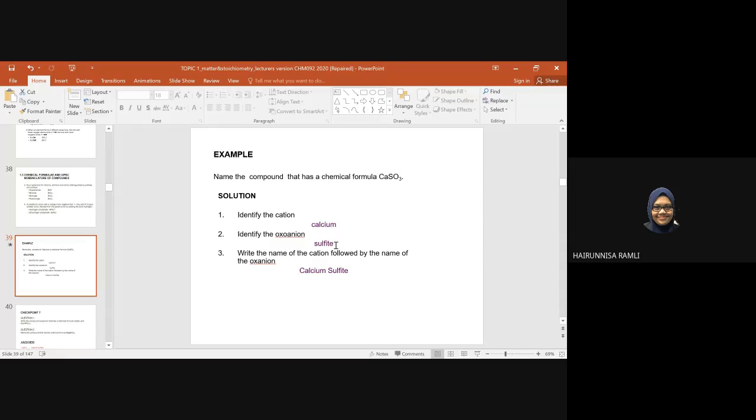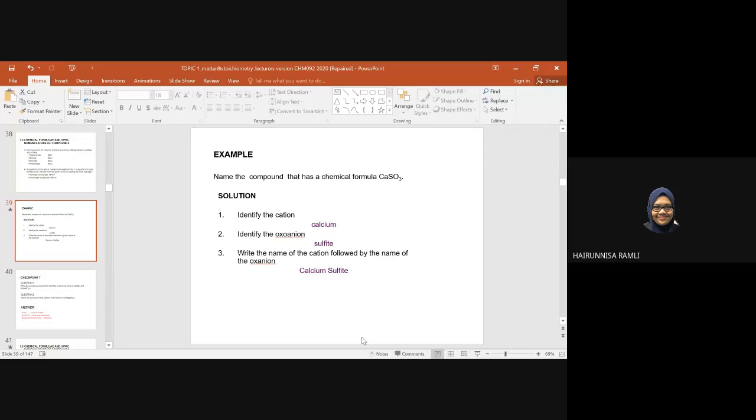SO4 2- is sulfate. Yang ni pun you salah satu huruf je. ITE you jadi ATE terus salah. Okay, sebab membawa maksud yang berbeza. Different meaning. Different chemical structure, different chemical formula. Okay? Tak apalah, later you boleh buat lagi sekali revision kan?